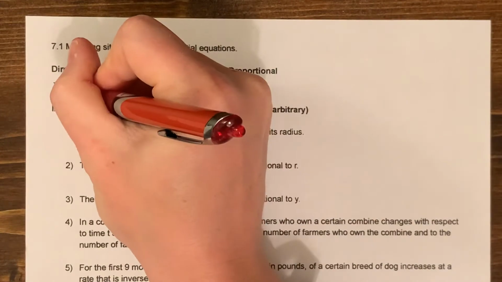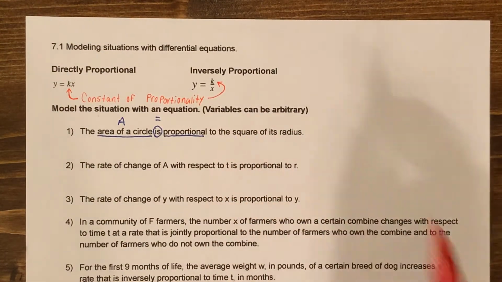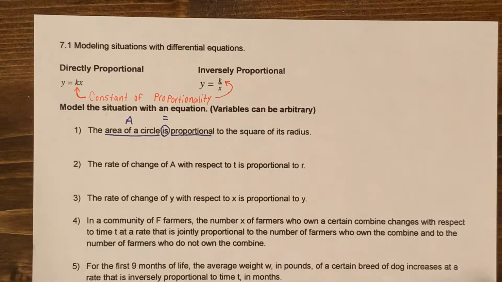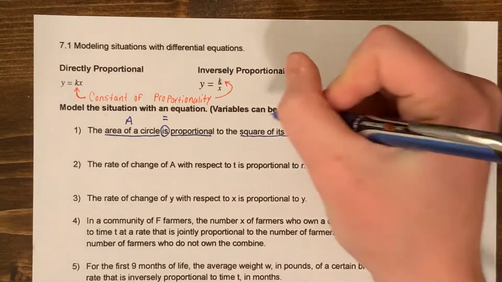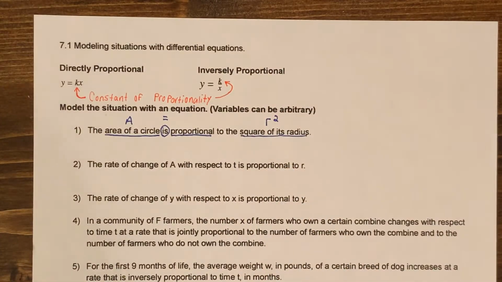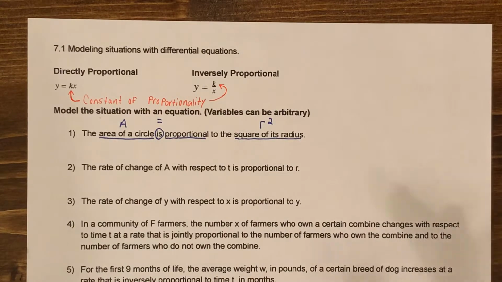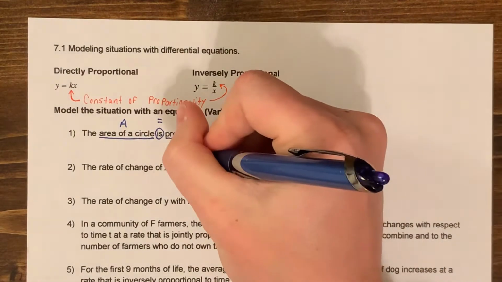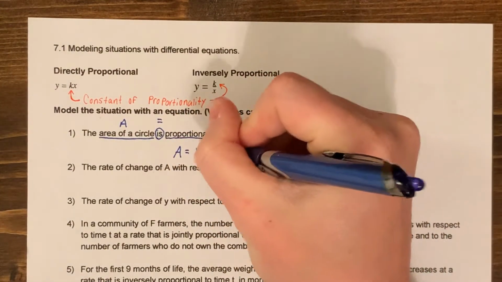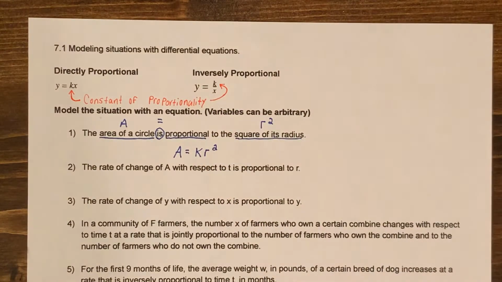Now, when we're doing these, the variables are arbitrary, and we wrote that here. Variables can be arbitrary. That means that it doesn't matter what variable we're using. Generally we're going to use k, but you could realistically use whatever you wanted. So we have this area of a circle, and it is proportional to the square of its radius. So if I take radius and I square that, I'm going to get r squared. Now, the only thing that we need to think about on these is, since they're proportional, they're going to have this constant of proportionality in them. So when we write this, we're going to actually say A equals k times r squared.